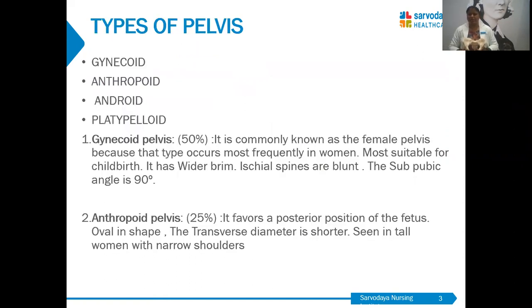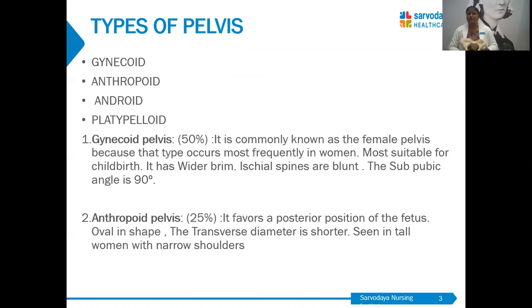Next, I am going to tell you about the types of pelvis. There are a total of 4 types of pelvis: gynecoid pelvis, anthropoid pelvis, android pelvis, and platypelloid pelvis. Gynecoid pelvis. It is commonly known as the female pelvis because this type occurs most frequently in women, and 50% of women have this type of pelvis. It is most suitable for childbirth. It has a wider brim, the ischial spines are blunt, and the subpubic angle is 90 degrees.